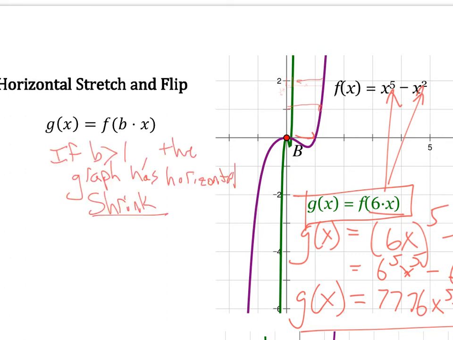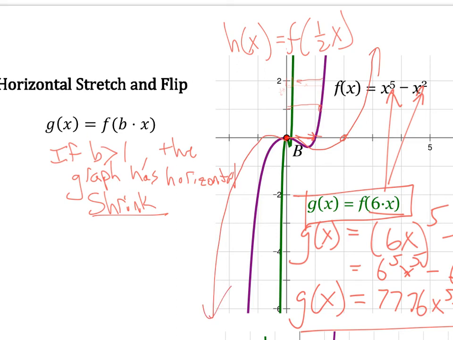Now, if we did the opposite, if we said h of x was 1/2 of x, or more specifically, we need to say f of 1/2 x. Well, what this is going to do is stretch it, and it'll be twice as far. So this curve's going to stretch over there instead of crossing there. So it's going to go down like this, and it's going to stretch.